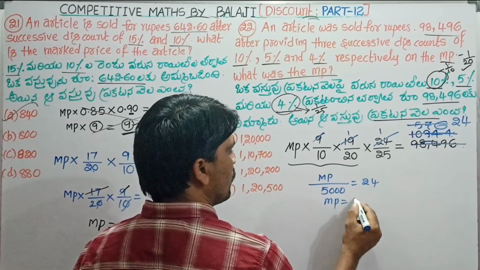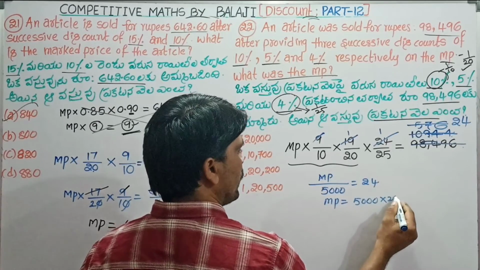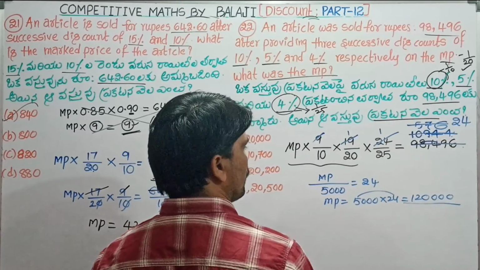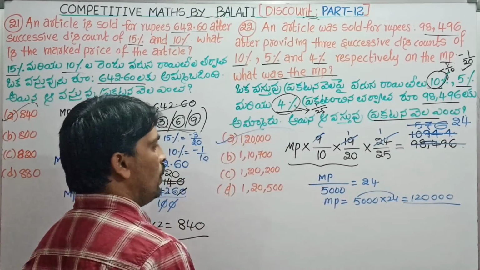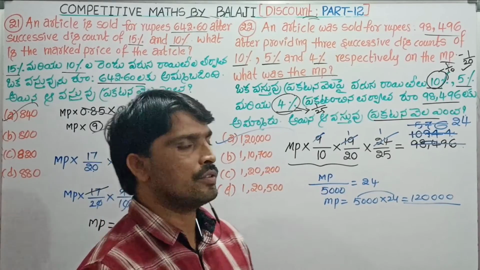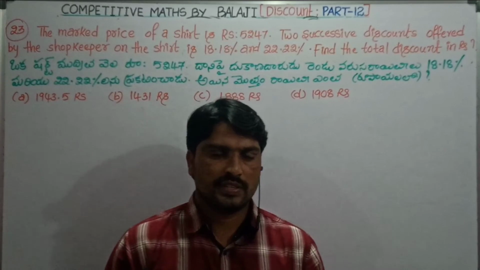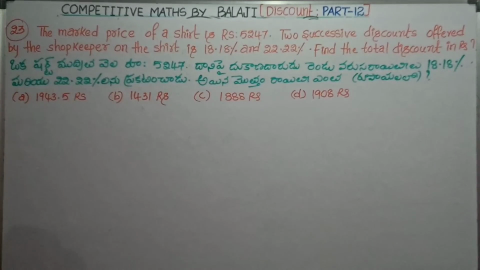So marked price equals 5000 into 24. 5 24s are 120, and 000 in the product we have. So the answer is 1,20,000. The market price of the article is 1,20,000. Okay. Next and last question of this class, the 23rd one.